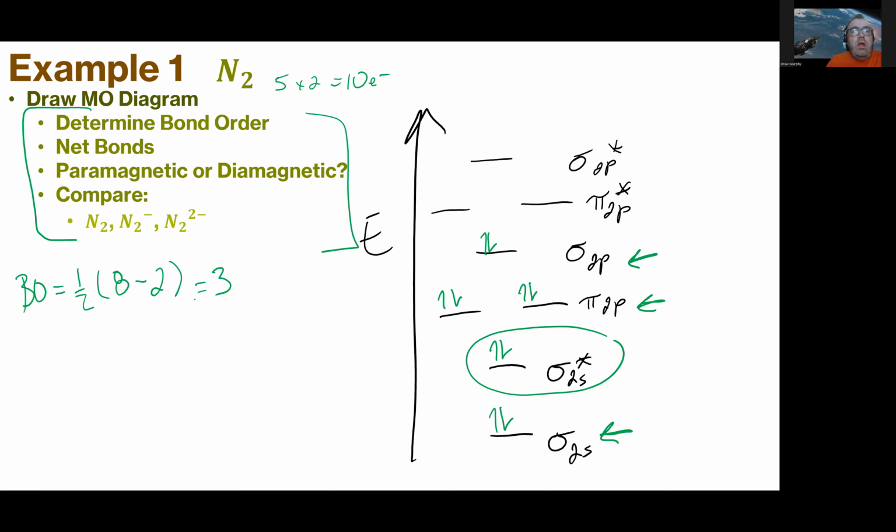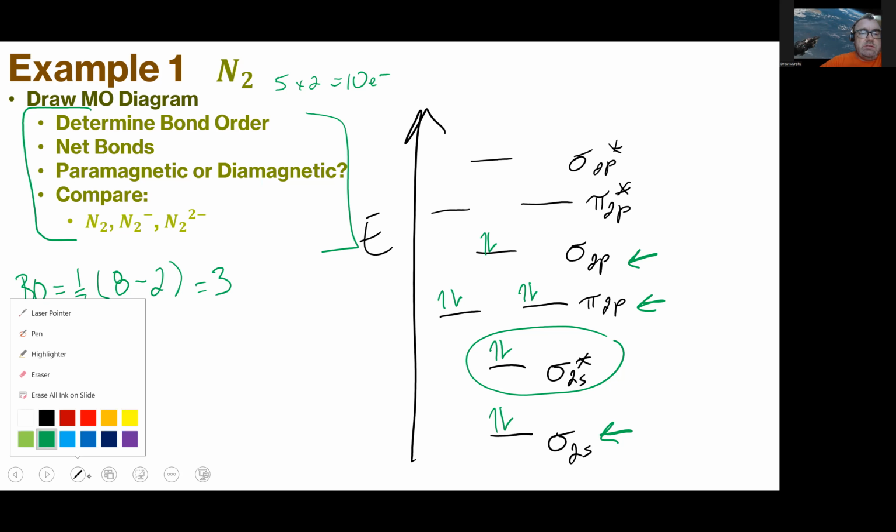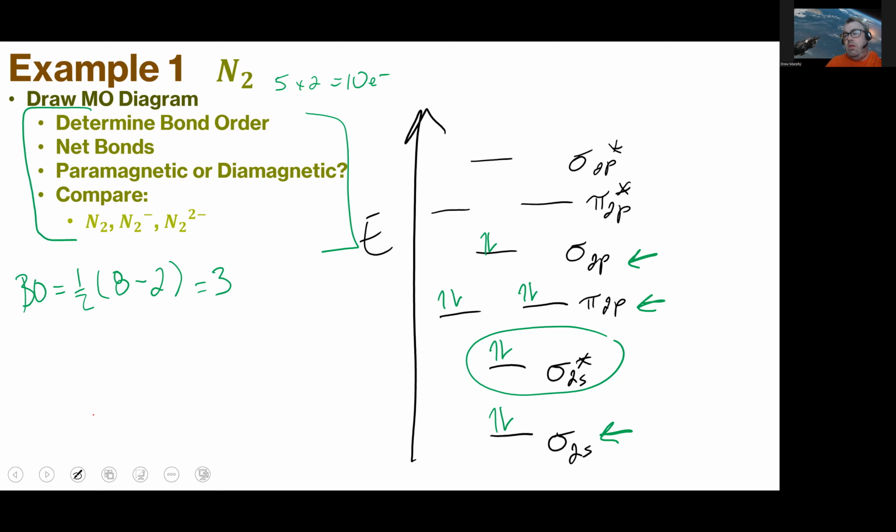Okay, net bonds. Remember, anti-bonding electrons cancel out the bonding electrons. So when we're looking at this, this is a sigma 2s and this is a sigma 2s star. They're both full, so those cancel out. In the pi 2p, there are electrons there, so those are still there, and there's nothing in the anti-bonding pi, so those don't cancel out. So if we look at it for nets, net sigma, let me do it this way. There is 1 net sigma and 2 net pi's.